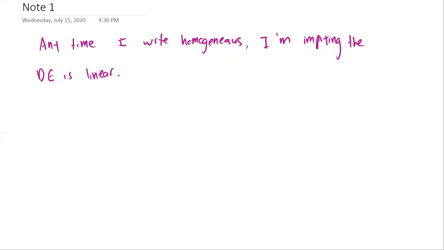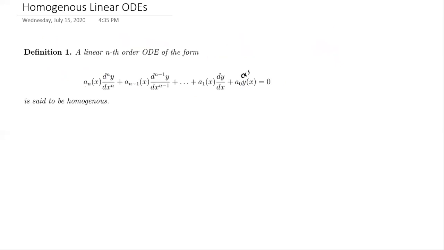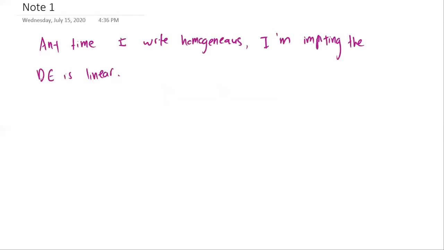However, in the definition I gave you, I say that a linear nth order ODE of the form like this is homogeneous. I'm not saying that a homogeneous one is necessarily linear, but for our purposes, anytime I say homogeneous, I'm also implying it's linear. So I'm going to drop the linear from now on, because every differential equation we work with from now on is going to be linear unless I specifically state otherwise. So please keep note of that.